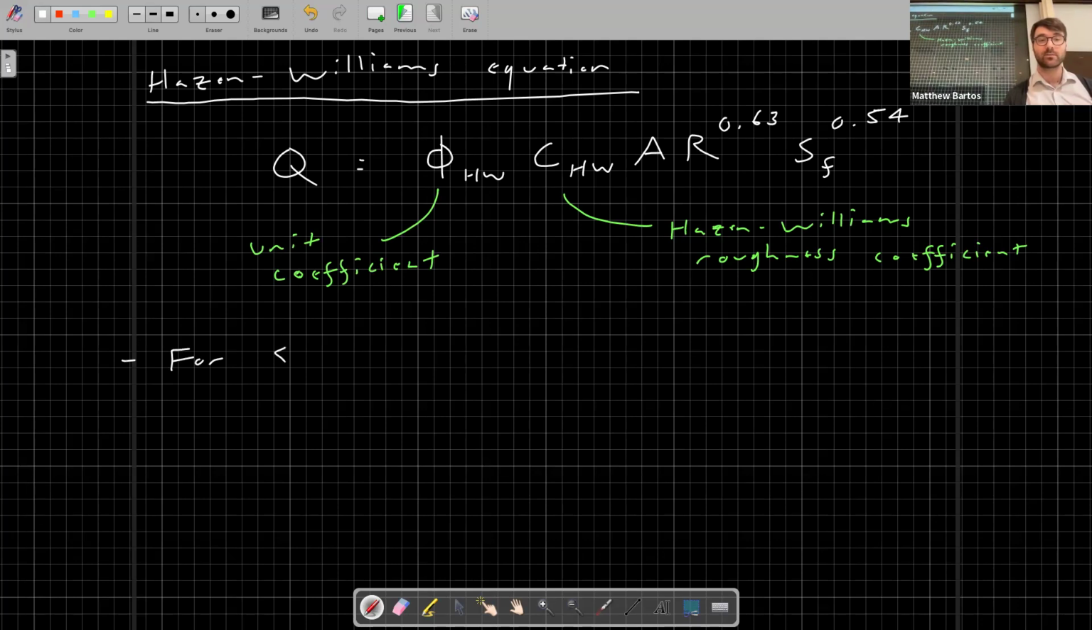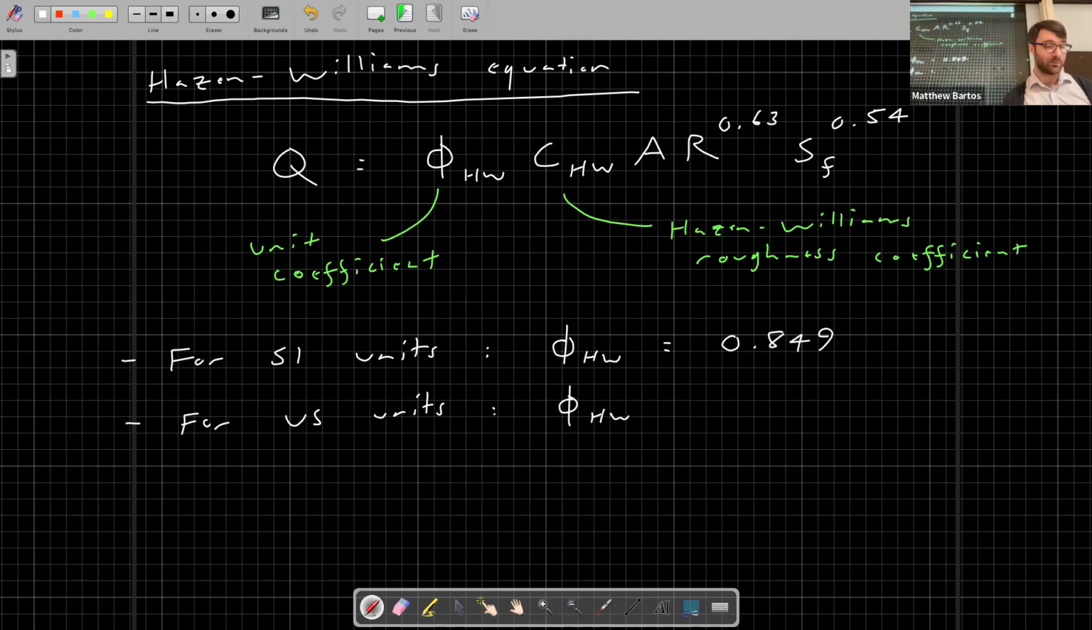So for SI units, this phi HW will be equal to 0.849. And for US units, phi HW will be equal to 1.318. So again, for SI units, this means discharge in cubic meters per second, hydraulic radius in meters, cross-sectional area in meters squared. For US units, this means discharge in cubic feet per second, hydraulic radius in feet, area in square feet.